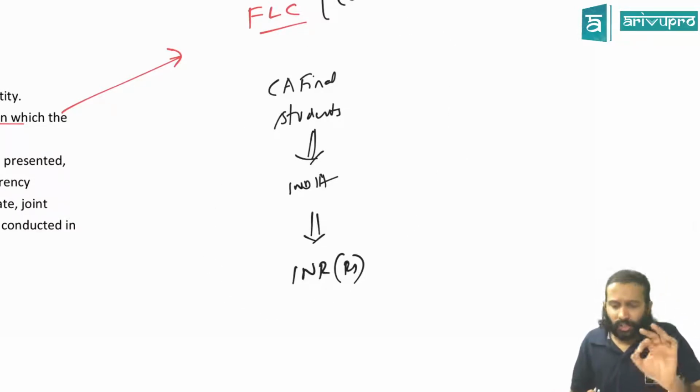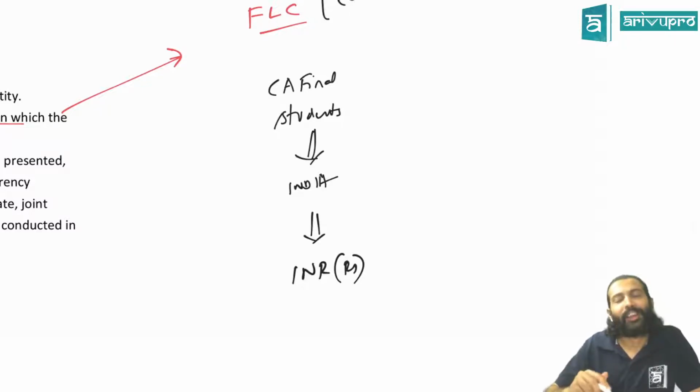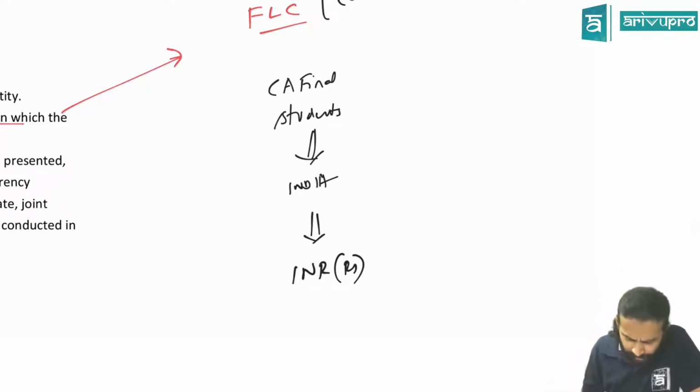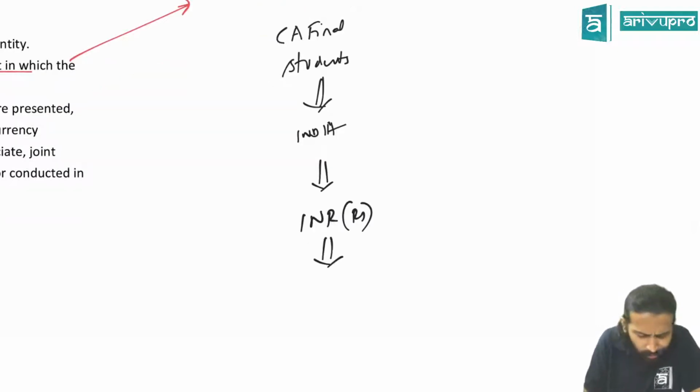Now you tell me, $1 was 75 when I started FR coaching, but when I ended it became 80. Am I really concerned about it? As a citizen, I might be concerned: what is happening to the Indian economy? I'll give a big dialogue like this. But financially, am I bothered or am I in a safe zone? I'm in the safe zone, because I don't have any dollar dealing. Now you tell me which currency I am concerned about. INR. That means INR is your functional currency.